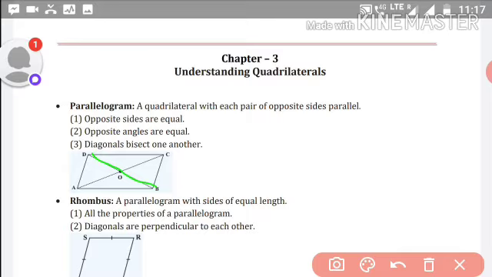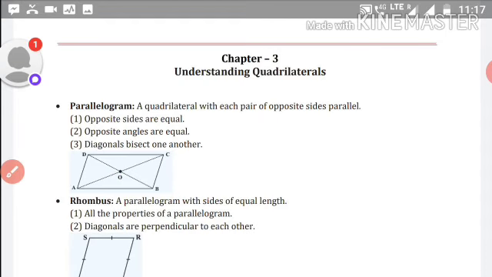So the diagonals bisect one another, the opposite sides are equal, and the opposite angles are also equal, and this is called a parallelogram. Now come to the next point.